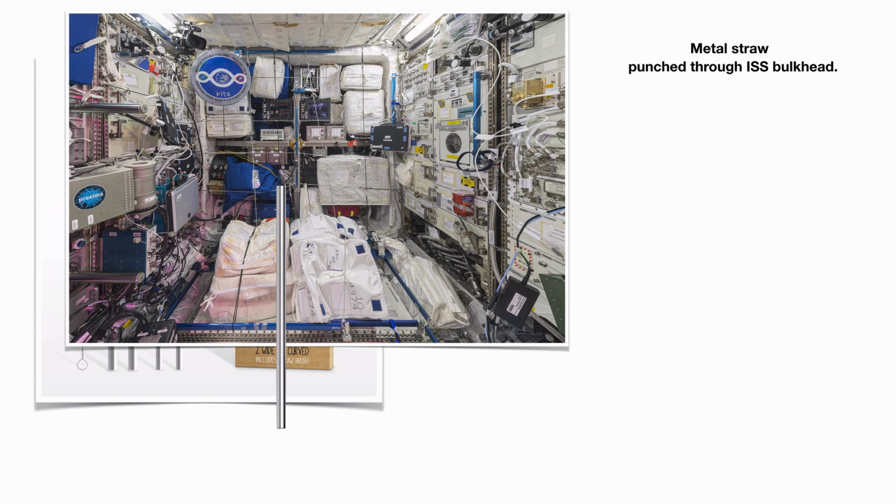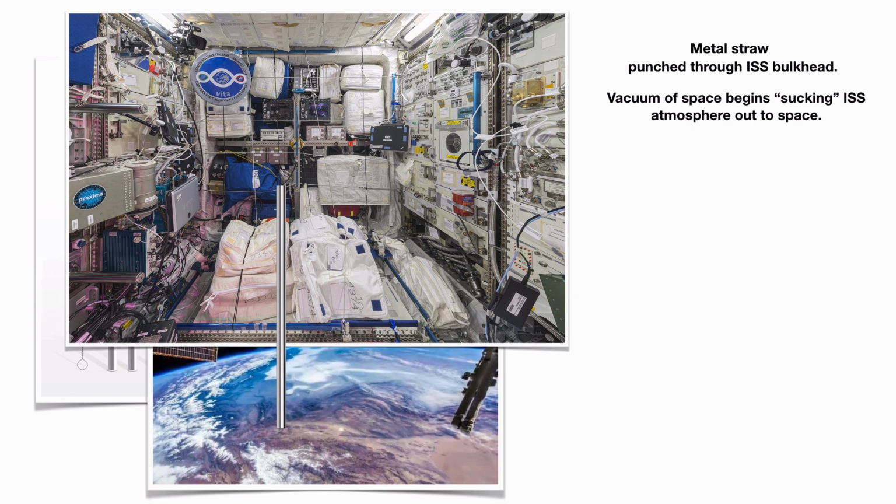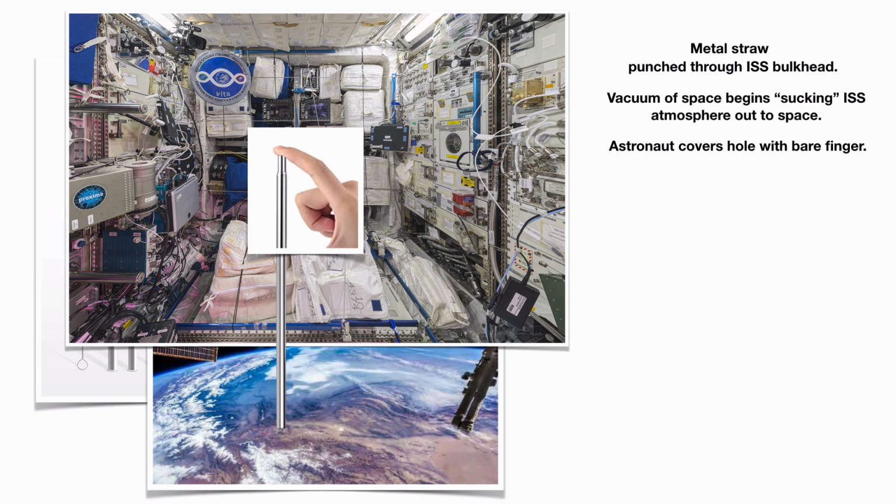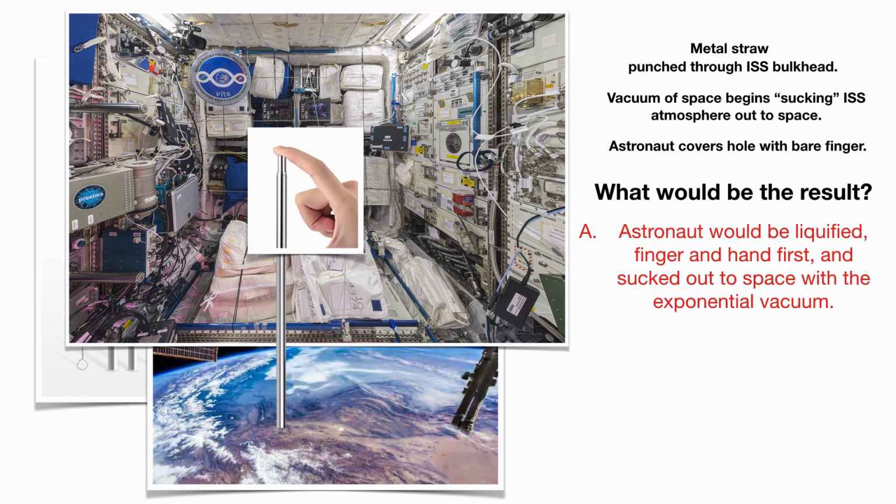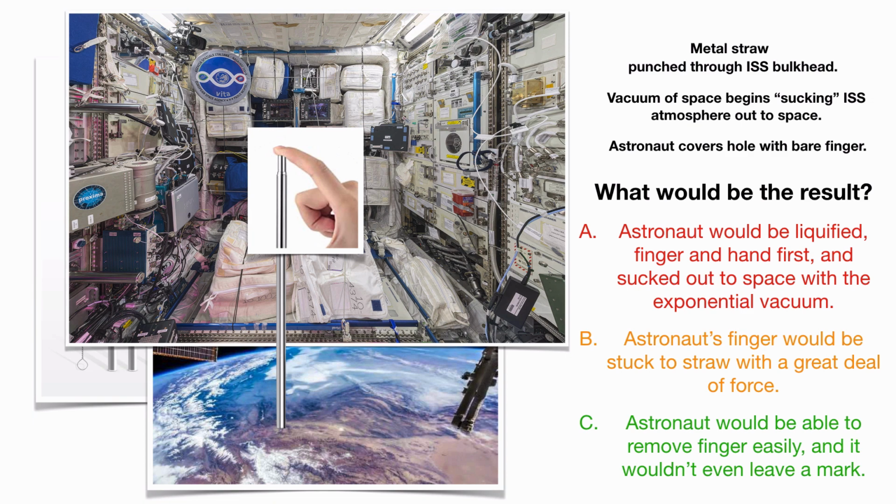And let's punch it through the bulkhead of the ISS. All right. So it is starting to, quote unquote, suck the atmosphere into outer space. Okay. They're in orbit. All right. So what do you do? If you were an astronaut, you would stick your finger over the end of the hole. Okay? So the question is, what would be the result if an astronaut actually did this? So A, the astronaut would be liquefied, finger in hand first, and sucked out to space with the exponential vacuum. B, the astronaut's finger would be stuck to the straw with a great deal of force. C, the astronaut would be able to remove his finger easily, and it probably wouldn't even leave a mark.